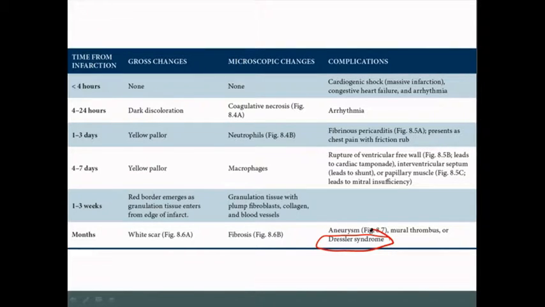and that is called Dressler syndrome. It is a pericarditis that arises 6 to 8 weeks after infarction due to an autoimmune phenomenon where you begin to produce antibodies against your own pericardium.